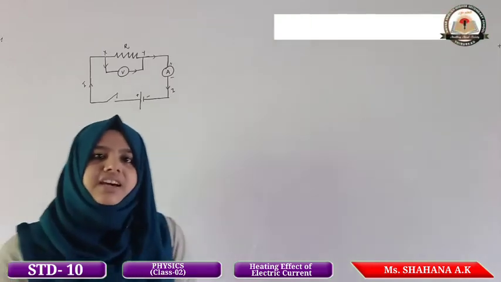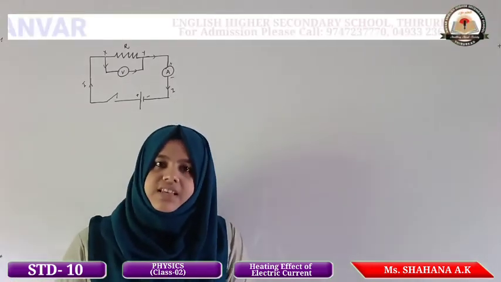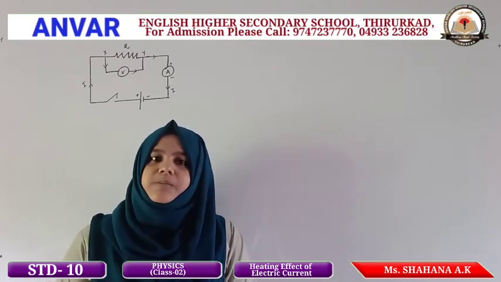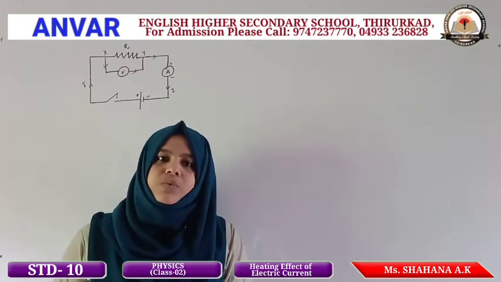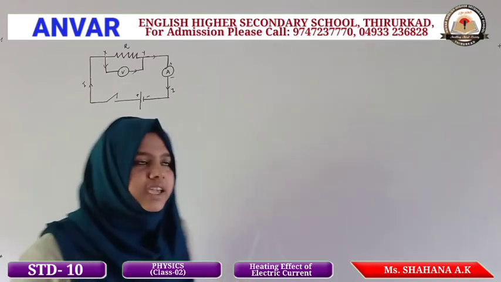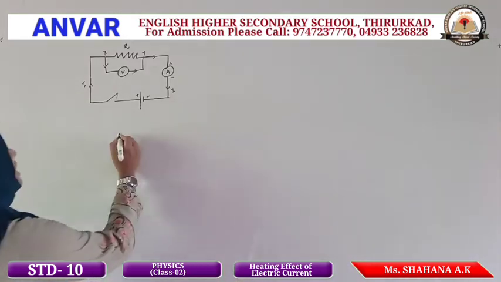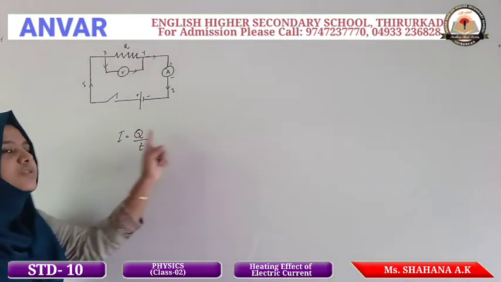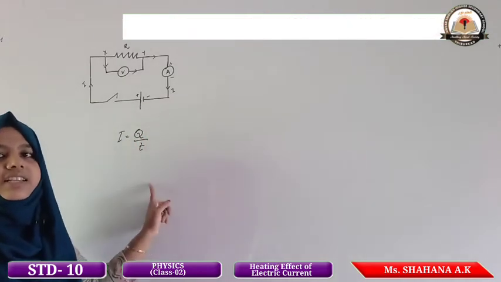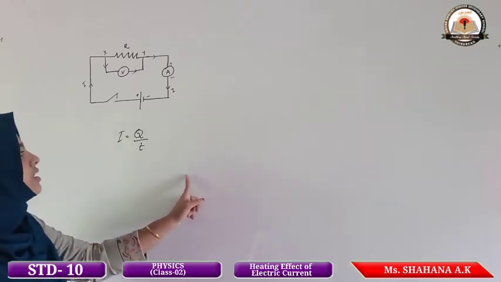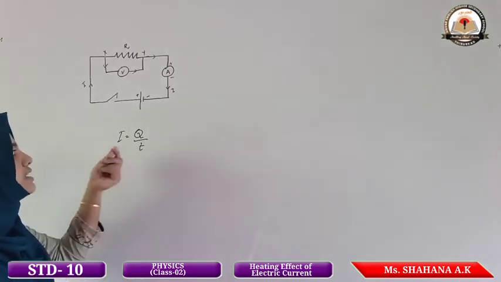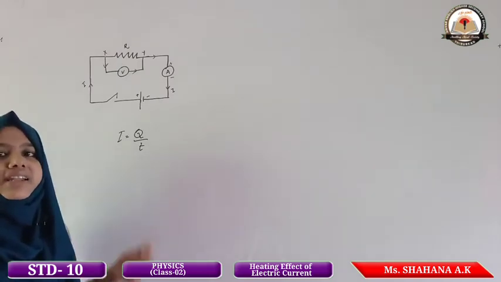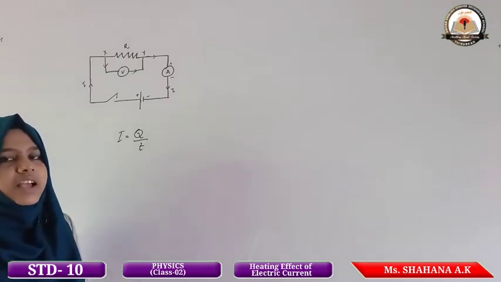Current in an electric circuit is the flow of electrons, or the flow of charges in a particular time. That also we have already studied. So the current I is equal to Q by T. Q stands for charge and T is the time. So the flow of charge in a particular time is known as the current flowing in this circuit.